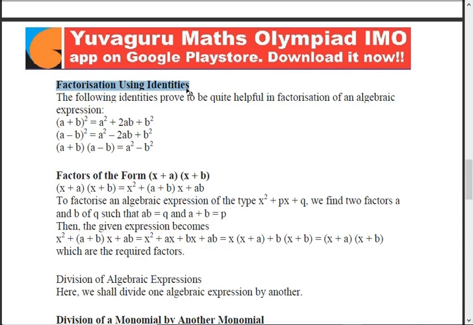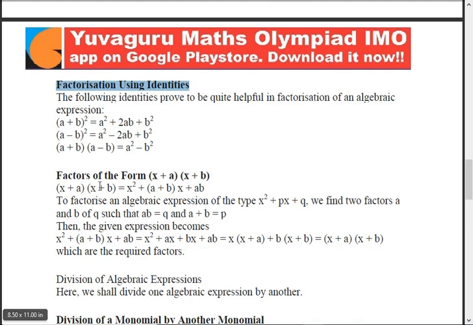Factorization using identities. Identities means formulae, basically. The following identities prove to be quite helpful for factorization. A plus b the whole square equals a square plus 2ab plus b square. A minus b the whole square equals a square minus 2ab plus b square. A plus b into a minus b equals a square minus b square. There is one more, this one. X plus a into x plus b equals x square plus a plus b into x plus ab. These 4 formulae you will always have to remember.